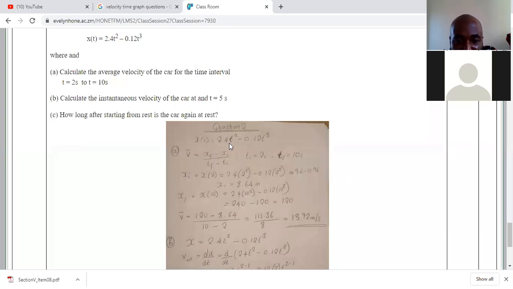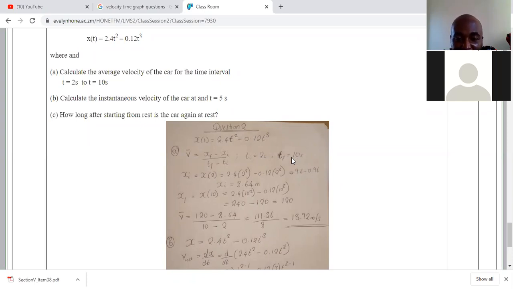So go through also. This is 2.4 t squared minus 0.12 t to the power 3. So remember, average velocity is x final minus x initial over t final minus t initial. The t initial is 2 seconds. The t final is 10 seconds. It's not like displacement and velocity, where you have to look at which one was mentioned later.